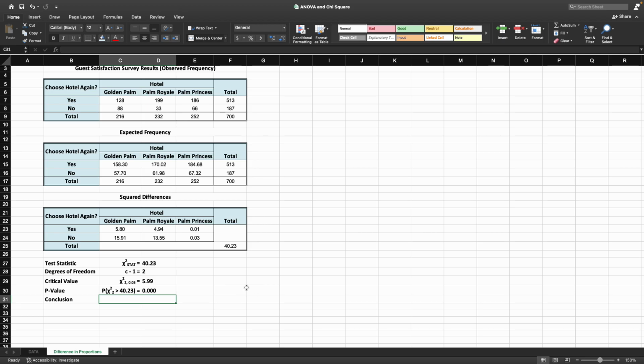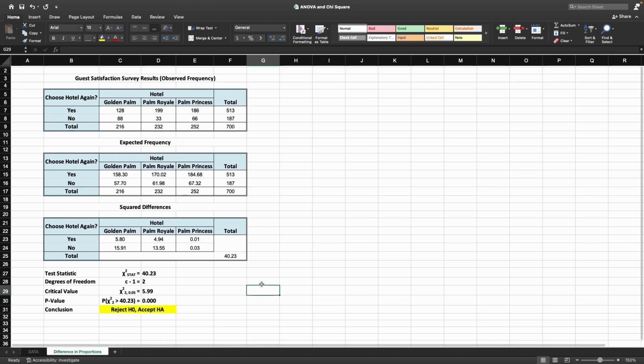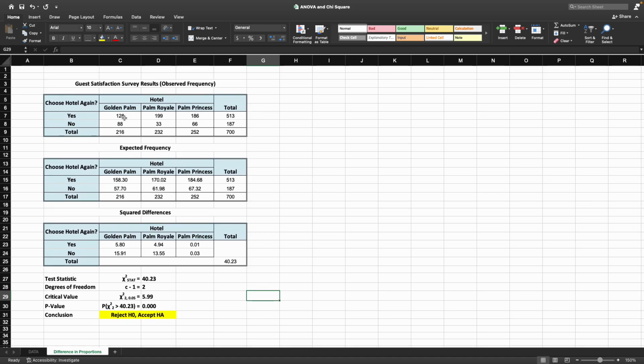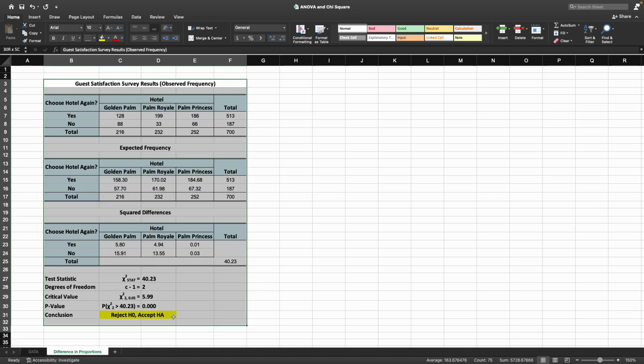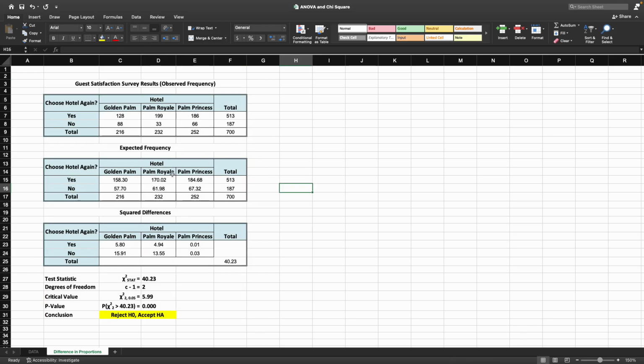And so our conclusion: because the chi-squared stat is bigger than our critical value, we reject, or because our p-value is less than 0.05, we reject, and therefore we reject H naught and accept HA. I'll just highlight that because that is our final answer. Okay, and that's how we do this example in Excel. So it's obviously a little easier to do it like this than by hand with pen and paper.